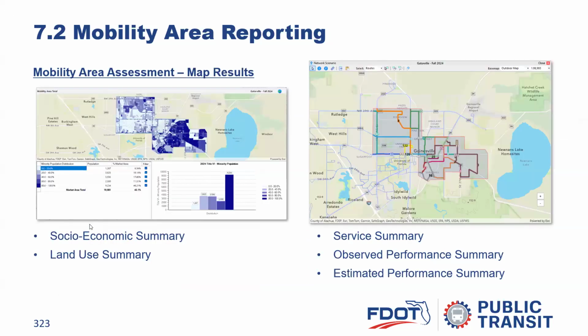All right, so here are the different types, right? So you can result in map results. So if you click the data links in the socioeconomic summary and land use summaries, you get to these map results. The map results for service summary, observed, and estimated performance automatically appear on the main TBEST map. The same as what we've seen, where it's showing you what's inside of that mobility area in terms of routes, right?